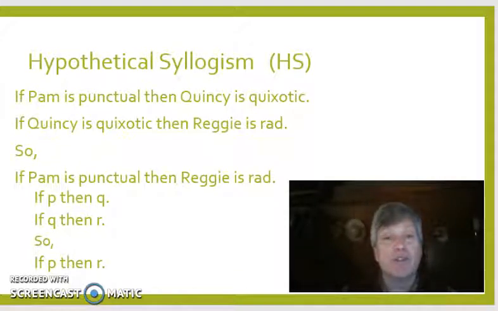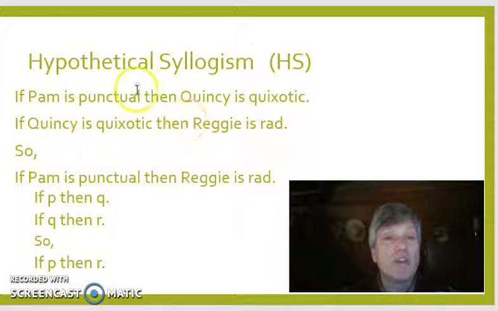Next argument structure is hypothetical syllogism. So suppose you know that if Pam is punctual, then Quincy is quixotic. And you also know that if Quincy is quixotic, then Reggie is rad. Well, from those two things, you can infer that if Pam is punctual, then Reggie is rad.